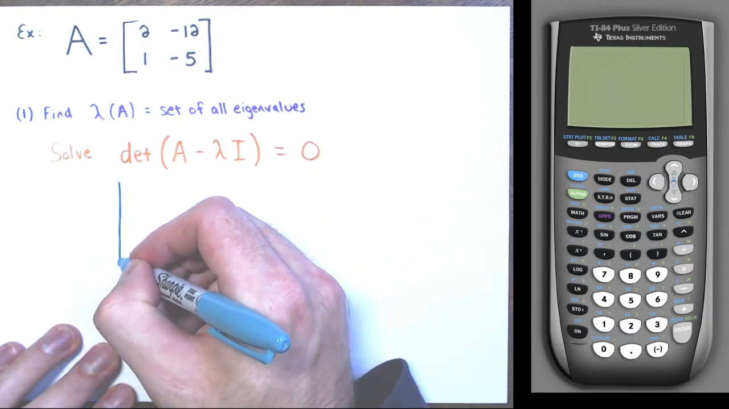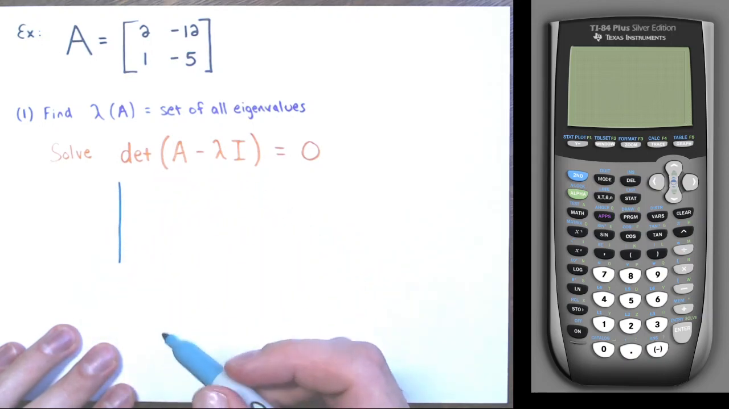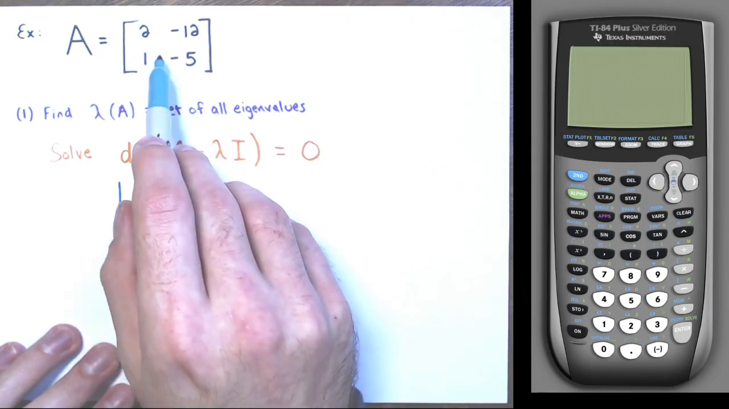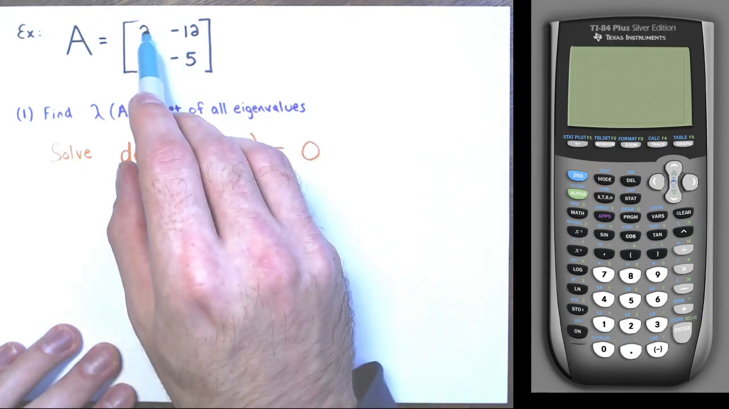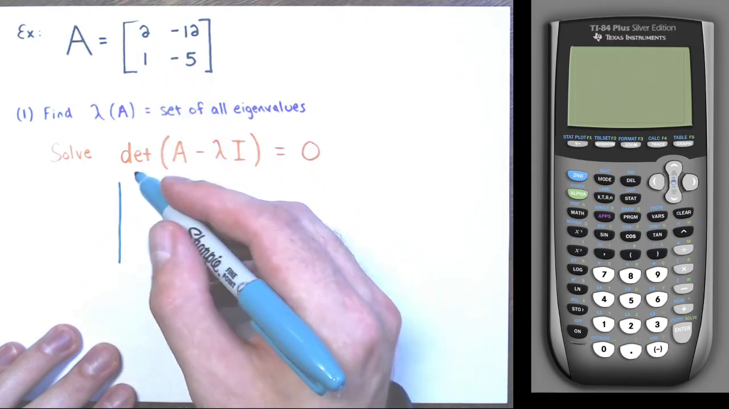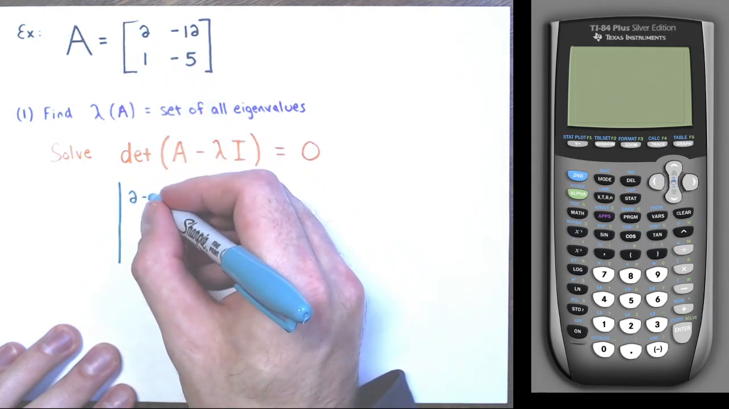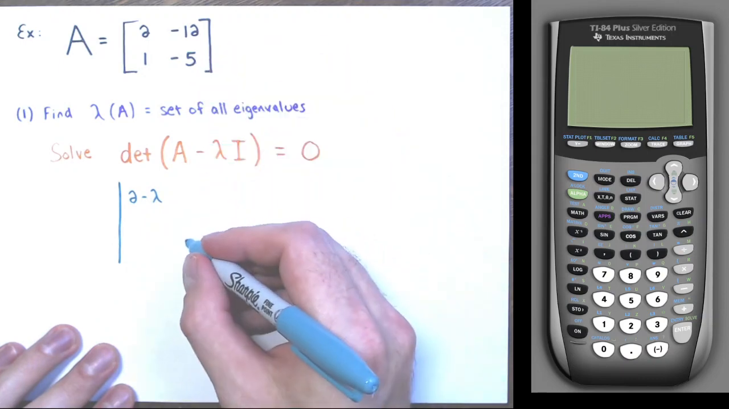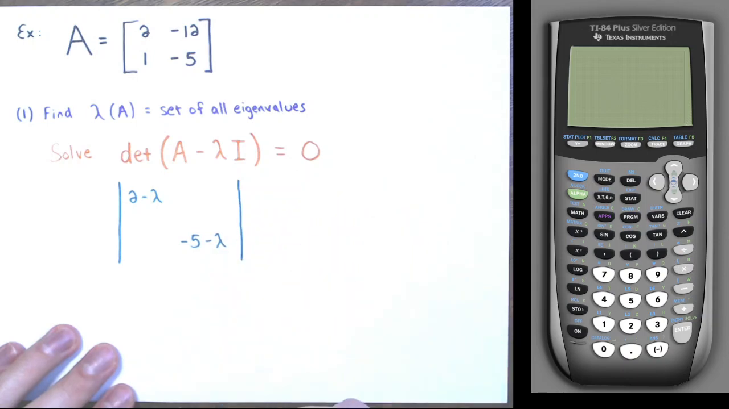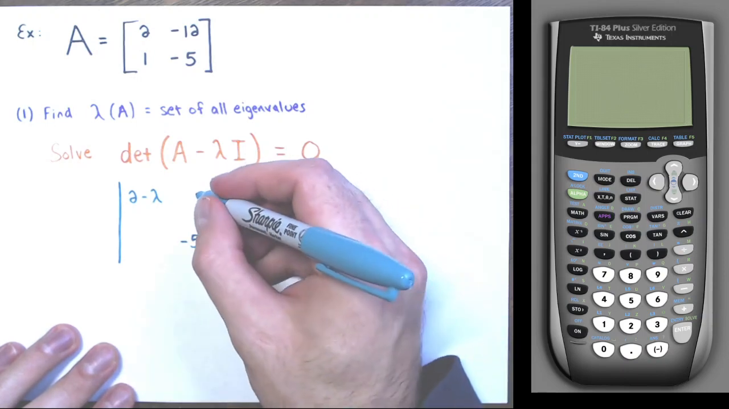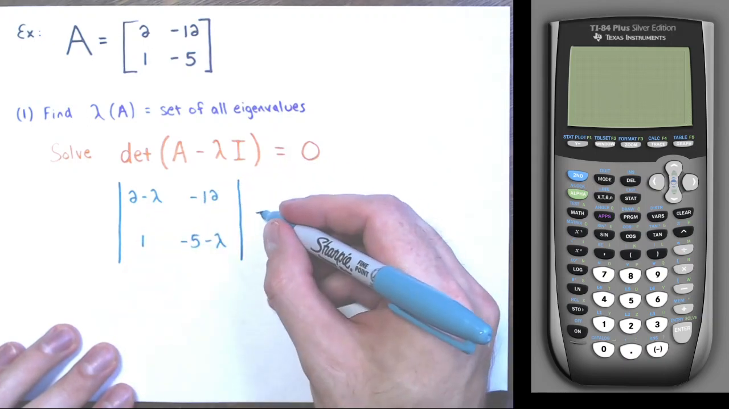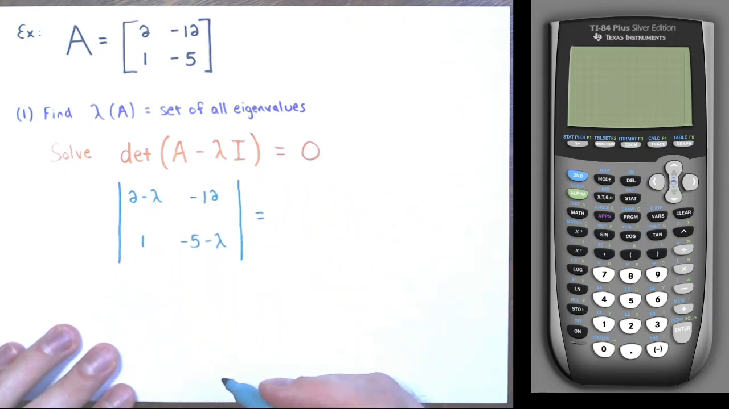So I'll have the determinant, this straight little bar there. And then what is the matrix A minus lambda I? A minus lambda I is simply A where you're subtracting lambda down the main diagonal entries. So first row, first column, 2 minus lambda. Second row, second column, negative 5 minus lambda. And the other positions, not on the main diagonal, stay the same: negative 12 and 1.